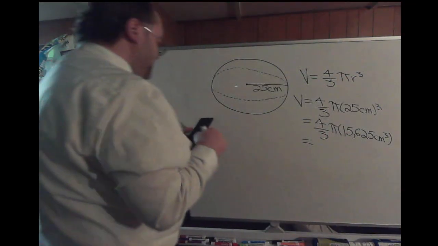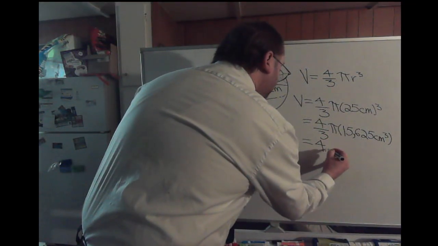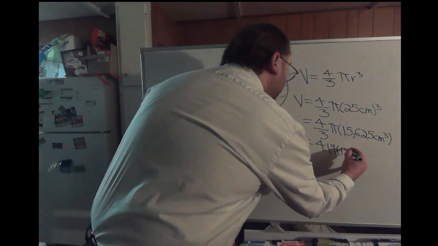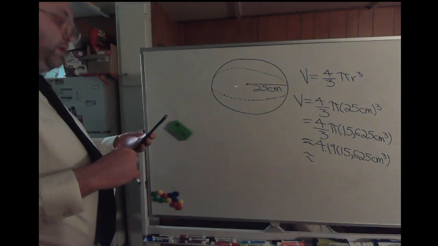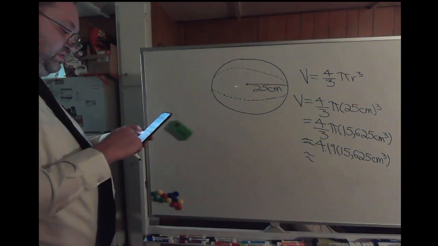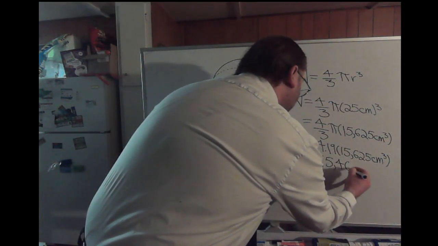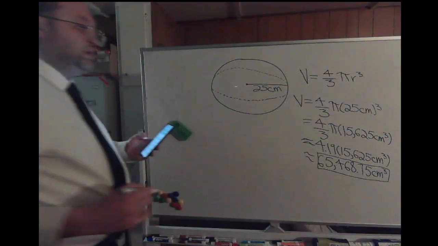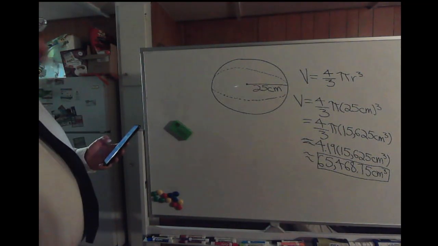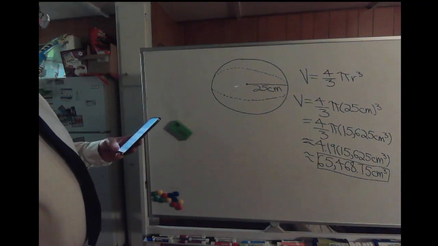Let's start with 4/3 times pi, which we determined rounding to 2 decimal places was 4.19. We'll take that times the 15,625 cubic centimeters. I should say approximately equal. So now we just do the multiplication of 4.19 times 15,625. You get about 65,468.75 cubic centimeters for your answer for the volume. So the volume of this sphere is 65,468.75 cubic centimeters.